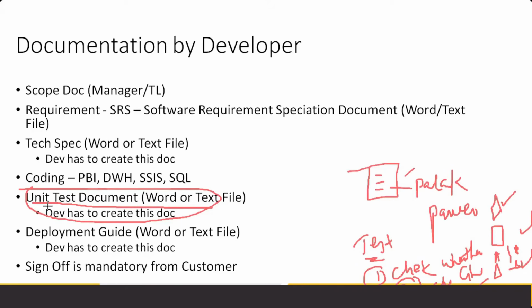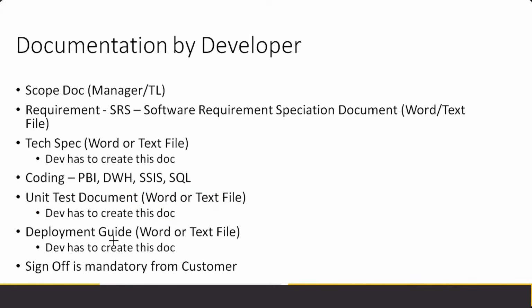This is what I have tested. I have created the stored procedure. After that they'll ask you what kind of testing you have done. Tell me. So that testing document also you need to prepare. The unit testing document will be created by developers. Clear? Once that is done, how about deployment? Once everything is ready, how do we deploy your Power BI reports and your SQL stored procedures to the production server? So we are going to write a deployment guide also.